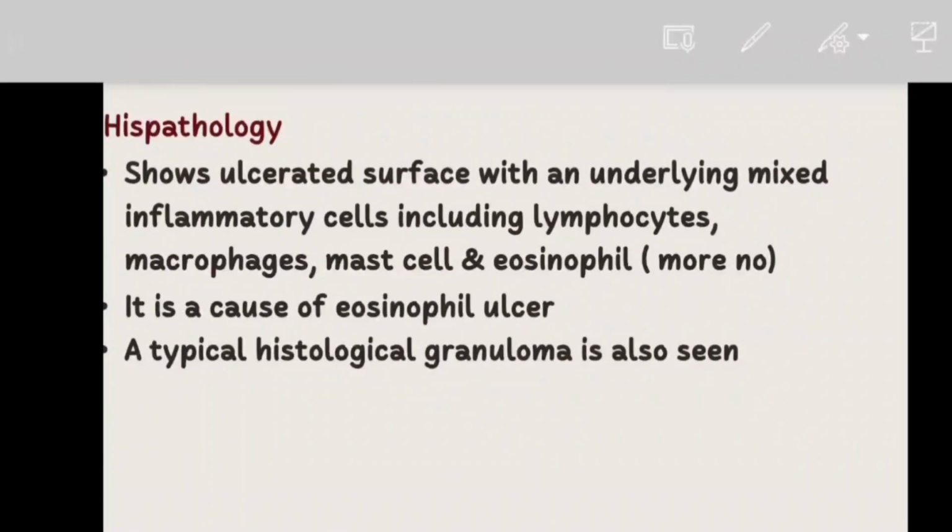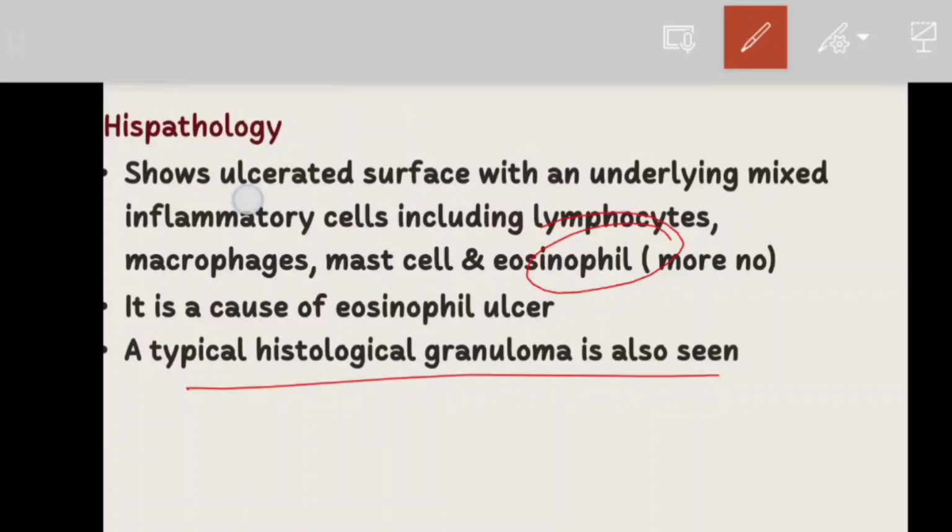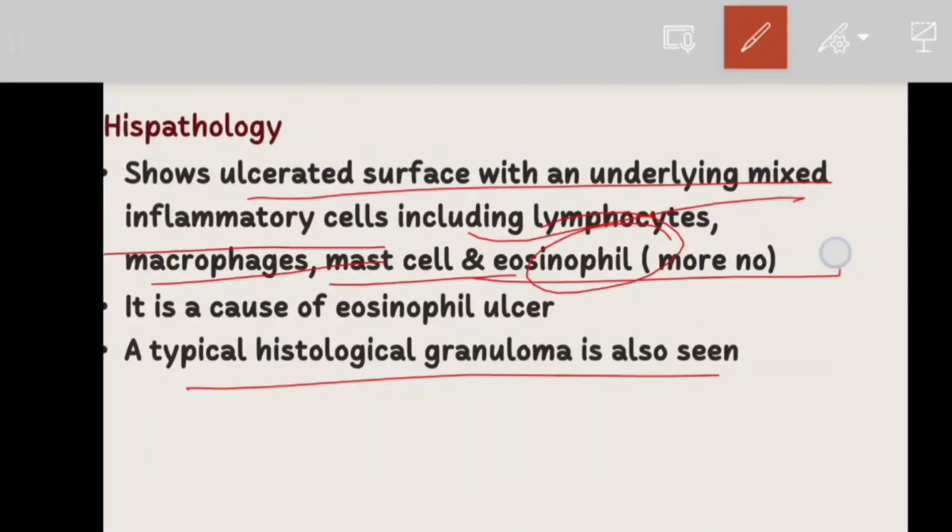Now let's move to the histopathology. So this is another important exam area. It describes Riga-Fede syndrome as a cause of the eosinophilic ulcer. A typical histological granuloma may also be seen. Histological sections show an ulcerative surface with underlying mixed inflammatory cells, which include lymphocytes, macrophages, mast cells and eosinophils, which are very high in number. That's why we call it the eosinophilic ulcer.